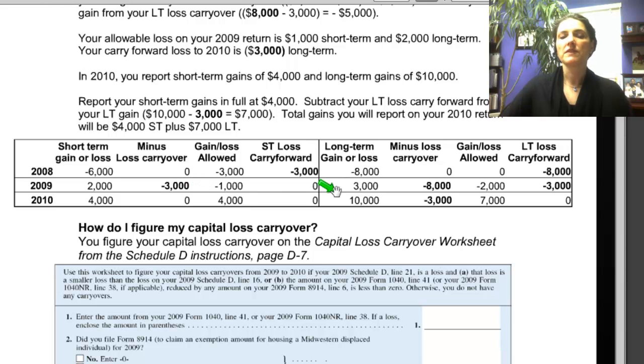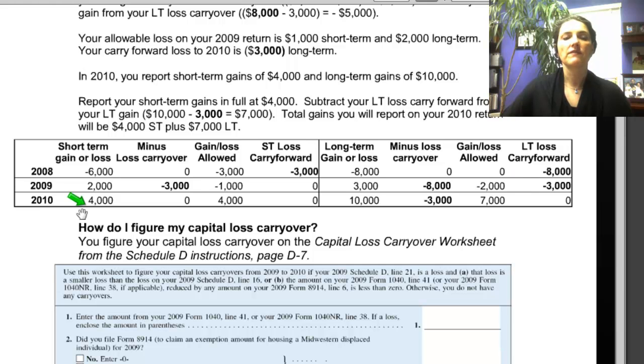We also have a $3,000 gain in 2009 that is long-term, and we subtract that from our long-term carry forward of $8,000. That leaves us with net long-term losses of $5,000, but we're going to claim $2,000 of that loss on the 2009 return as a long-term loss. That leaves us with $3,000 to carry forward as a loss carry forward to 2010.